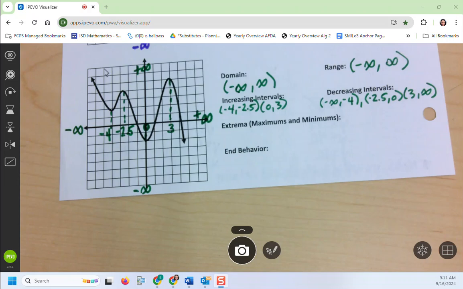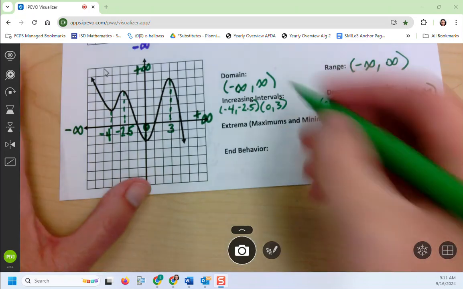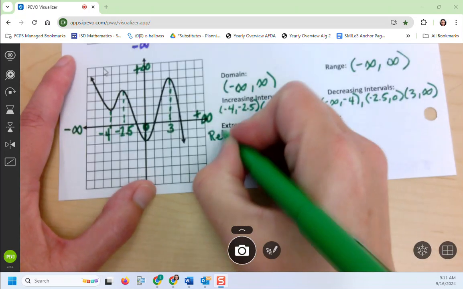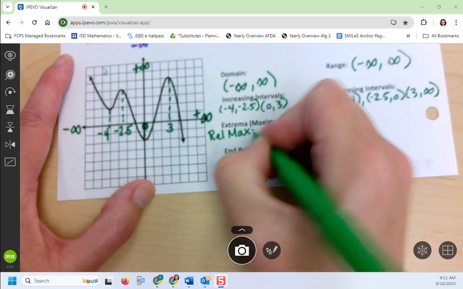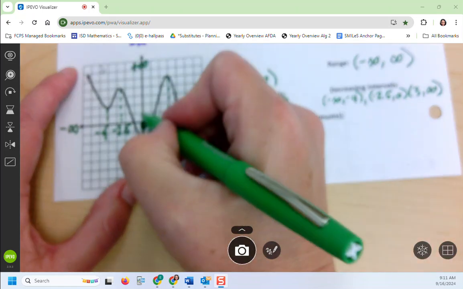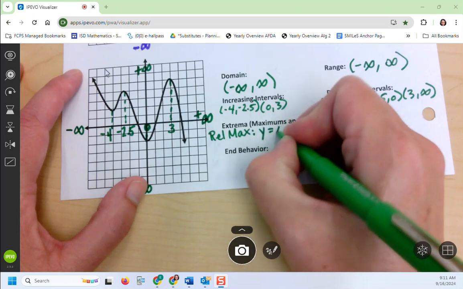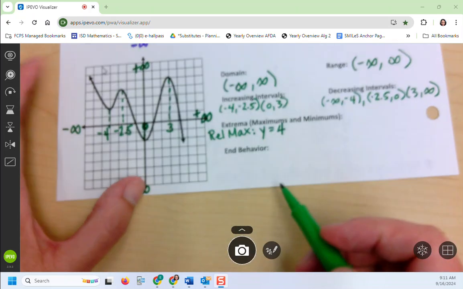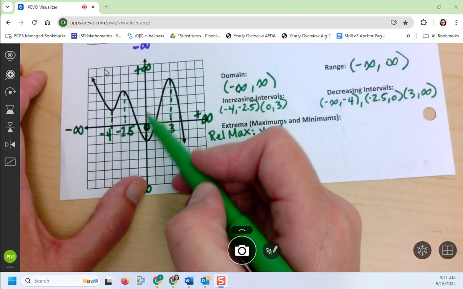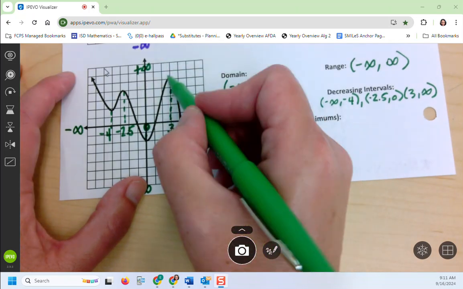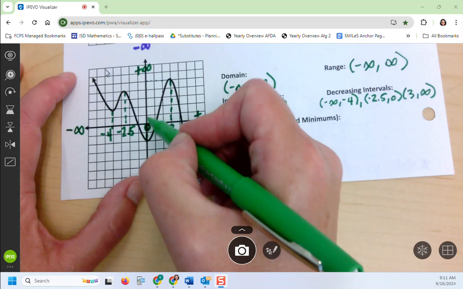Other questions? All right, extrema. Why are there no absolute maxima or minima on this graph? Because it goes to positive infinity and it goes to negative infinity. So no absolute. There's only relative. So I have relative maxima. And there's going to be 1 at 1, 2, 3, 4. Remember, we're looking at the y values. Y equals 4. And then the other one is at y equals what? Remember to look at the y value. The y value, I think, is 5.